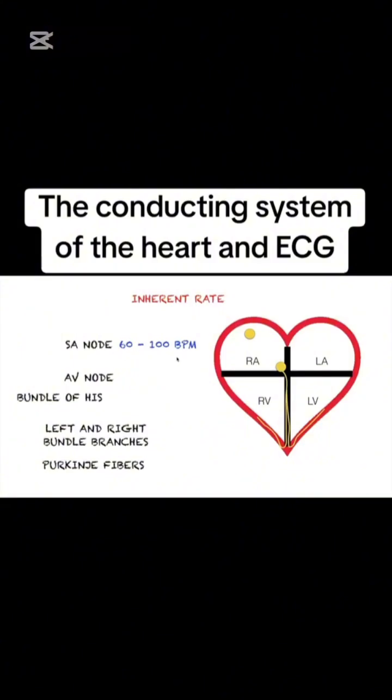However, for some reason, if the SA node fails or there's a block somewhere here, then the AV node will kick in. It will generate its own impulse. And when this happens, the AV node will generate a heart rate of 40 to 60 beats per minute. And that also includes the bundle of His. The bundle of His also will generate its own impulse, and it's enough to make 40 to 60 beats per minute. And if the AV node or the bundle of His fail, then the left and the right bundle branches and the Purkinje fibers will generate their own impulse, and they have the capacity to make a heartbeat of 20 to 40 beats per minute.